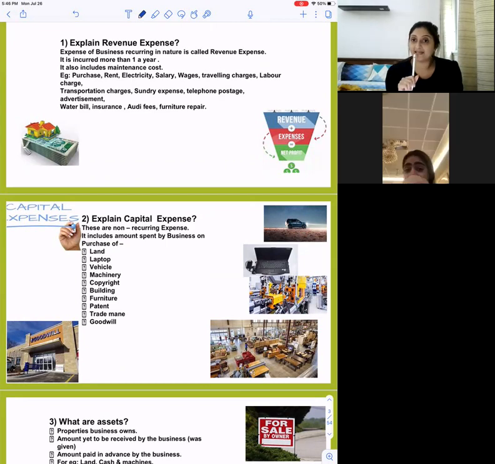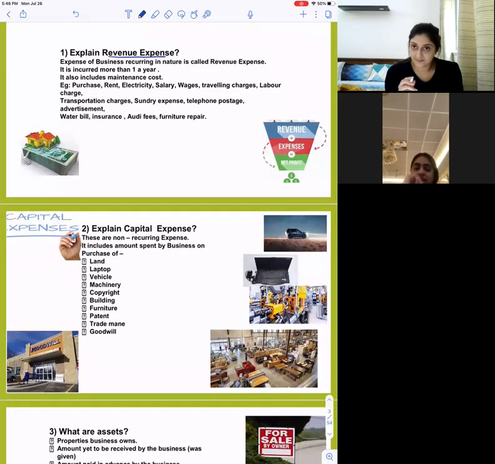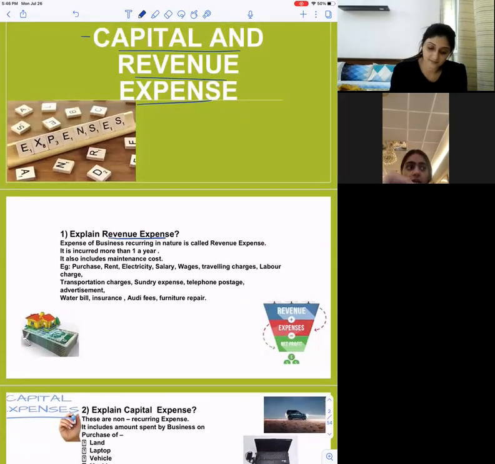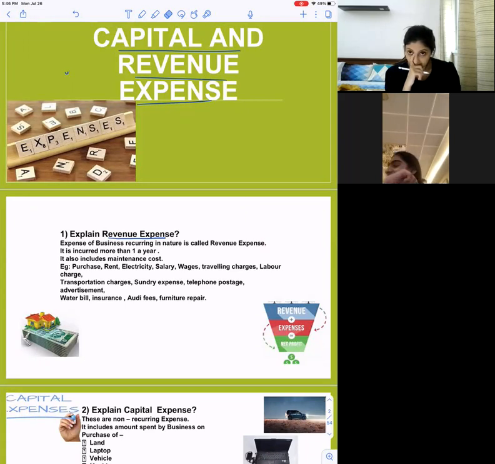What do you mean by capital and revenue expenses? Yeah, so basically, capital expenses are expenses like purchasing non-current assets, where you spend on a one-time purchase. You don't have to spend again and again. It's just a one-time expense. And revenue expenditure is when there is a repeated expenditure.